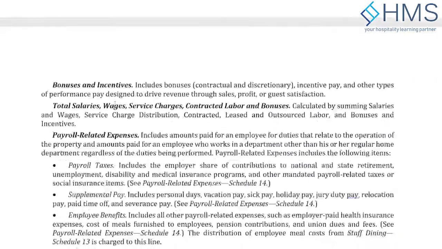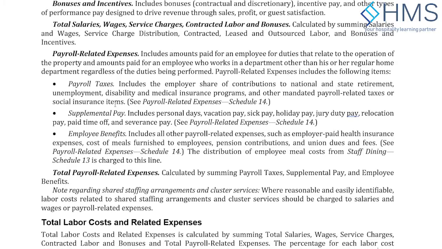Then we have the payroll related expenses, where we are considering the payroll tax, employee share of contribution to the state insurance, and the social security scheme. Supplementary pay will include your vacation, personal days, holidays, relocation pay, part time or overtime, and severance pays. So that will be going into the supplementary pay. Employee benefits will be the meal, the health insurance, the accommodations, the transportation, or any other dues that are paid as a benefit to the staff.